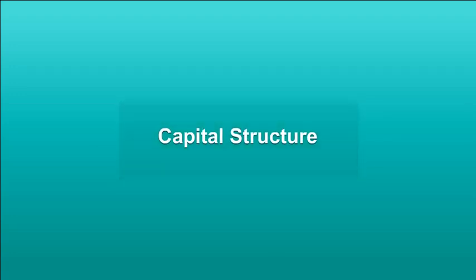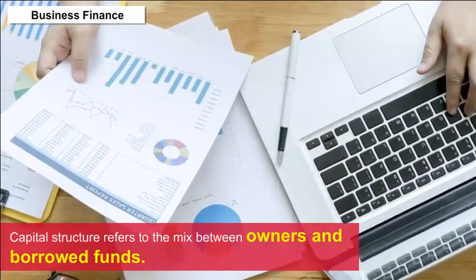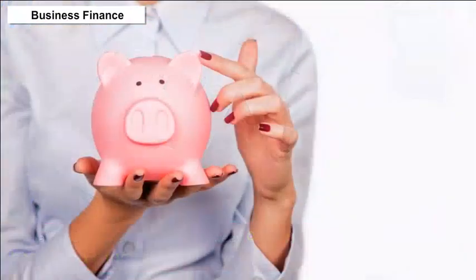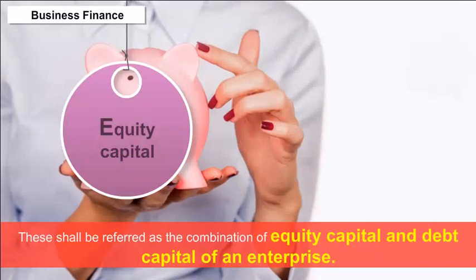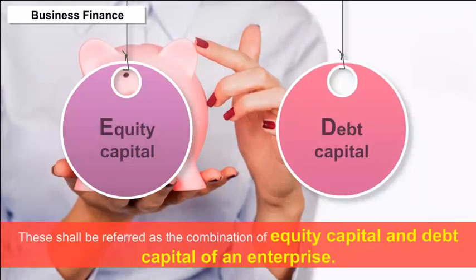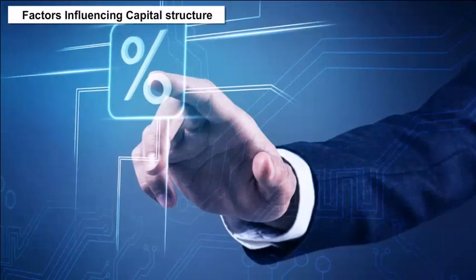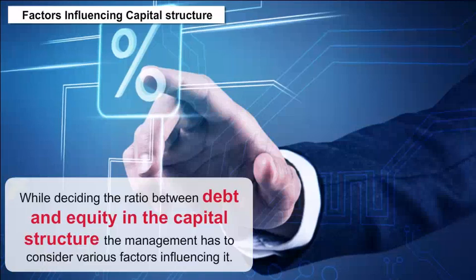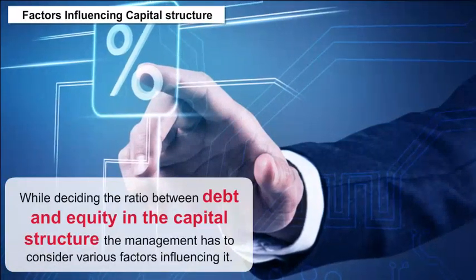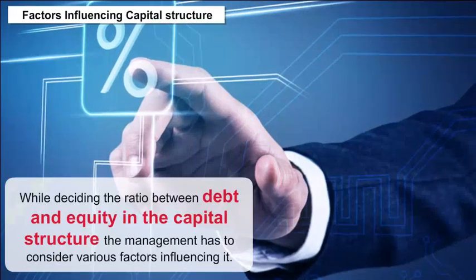Capital structure. Capital structure refers to the mix between owners and borrowed funds. These shall be referred as the combination of equity capital and debt capital of an enterprise. Factors influencing capital structure. While deciding the ratio between debt and equity in the capital structure, the management has to consider various factors influencing it.